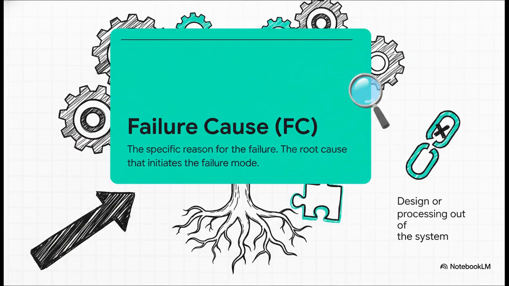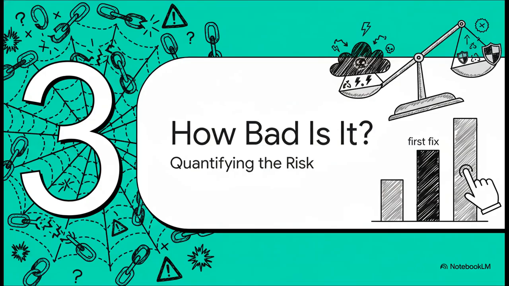This is the root of the problem. This is the specific reason the failure mode happened at all. And this is the part the team can actually go in and fix. Okay, so let's say a team has identified dozens, maybe even hundreds of these potential failure chains. How in the world do they decide what to fix first? You can't do everything. Well, that brings us to our next section, quantifying the risk.